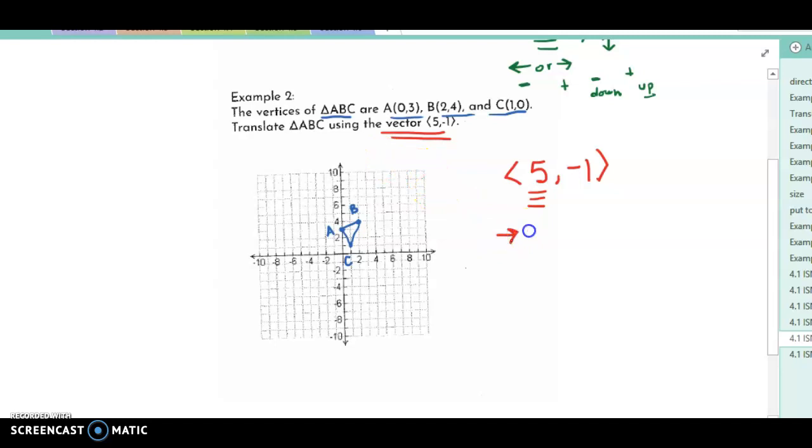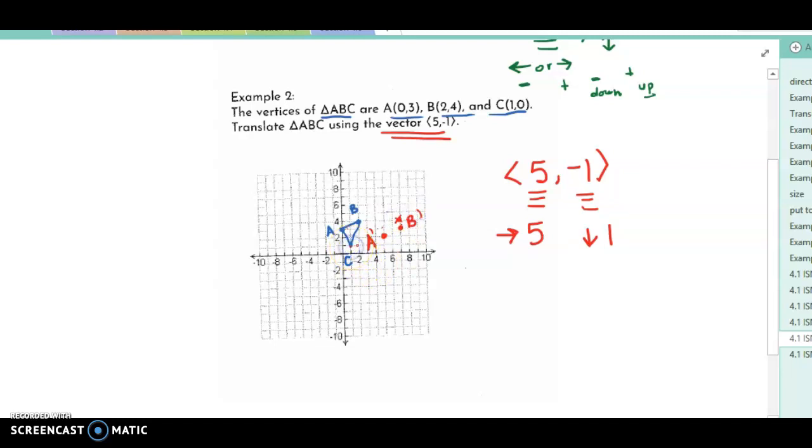This 5 tells us to go right 5, and the -1 tells us to do what? The -1 tells us to go down 1. So for each of these points, we're going to go right 1, 2, 3, 4, 5, and down 1. So this is my A prime. Okay, so my B, I'm going 1, 2, 3, 4, 5 right, down 1. Sorry, not that point. This is my B prime.